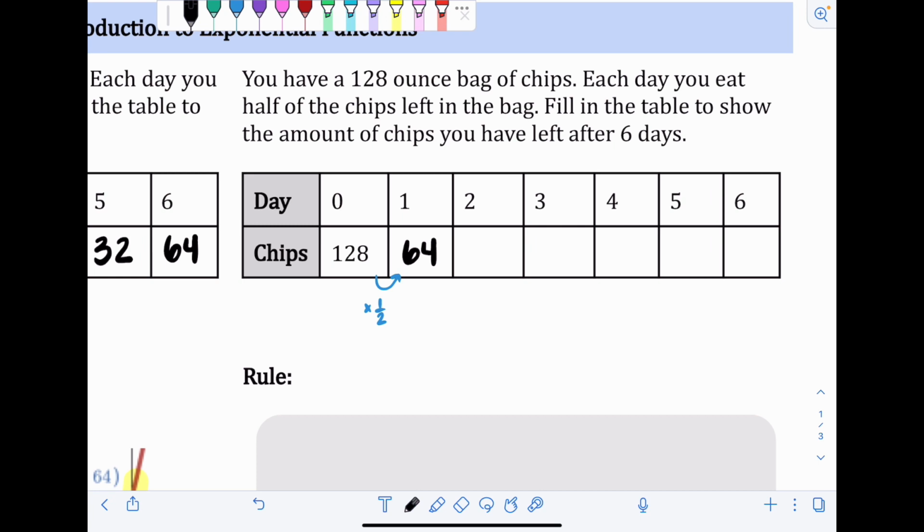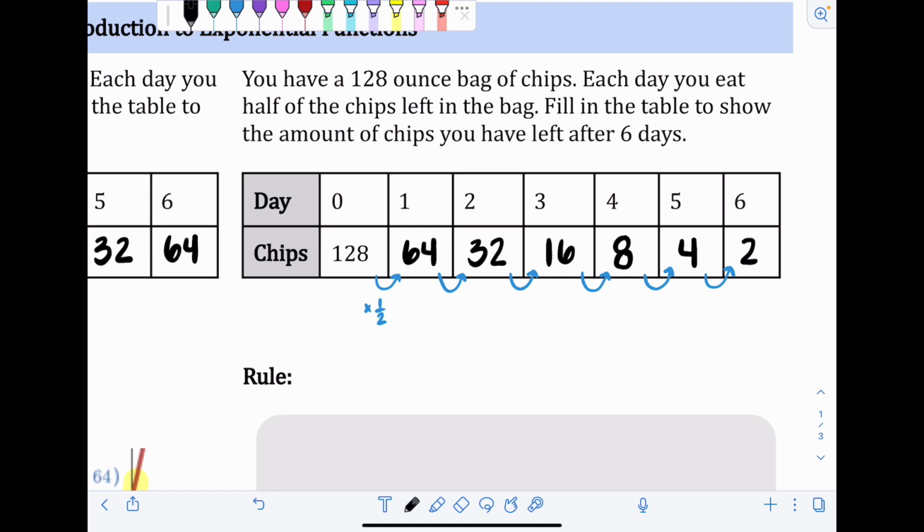And then on day 2, you eat half of that 64. So half of 64 is the same thing as 64 divided by 2. It's 32. Day 3, you eat half of the 32. So half of 32 is 16. Day 4, you eat half of the 16. So that would be 8. Day 5, you eat half of the 8, which would be 4. And then day 6, you eat half of the 4, which would mean you only ate 2 ounces of chips.